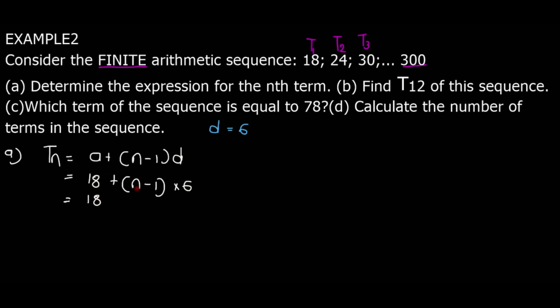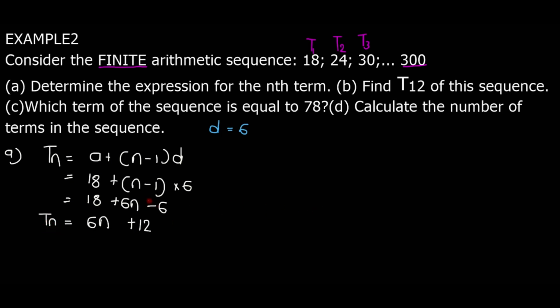Our multiplier, n minus 1 in brackets. So 6 times n, 6n. 6 times negative 1 is negative 6. And therefore 18 minus 6, because they are like terms, is 12. And this is our nth term formula.